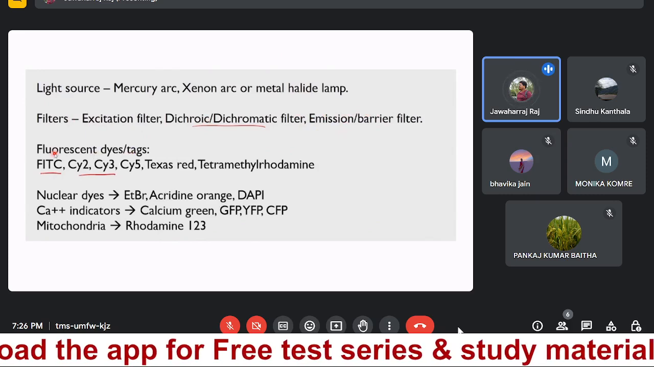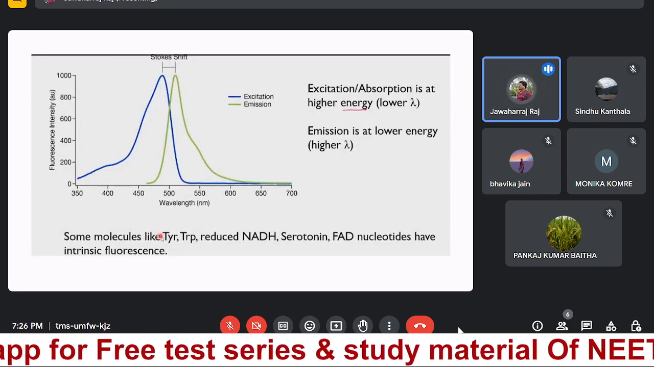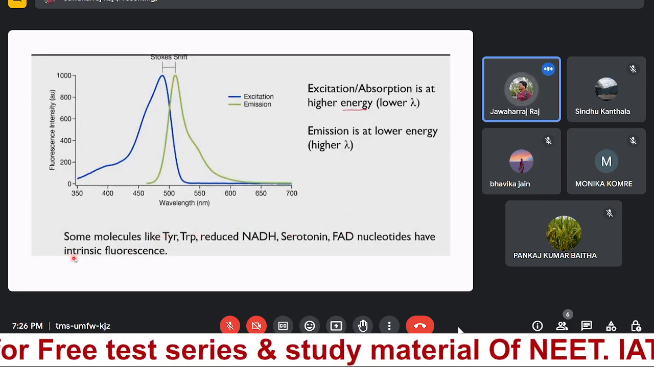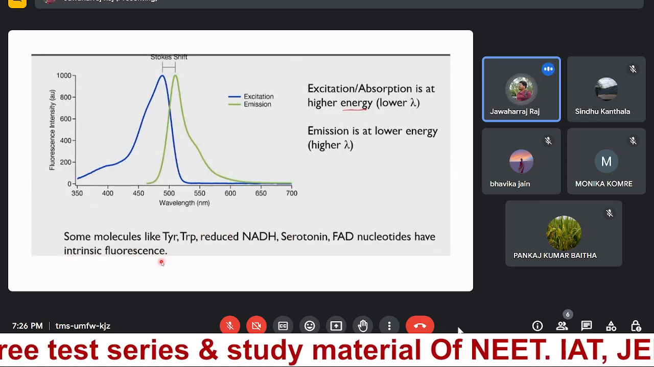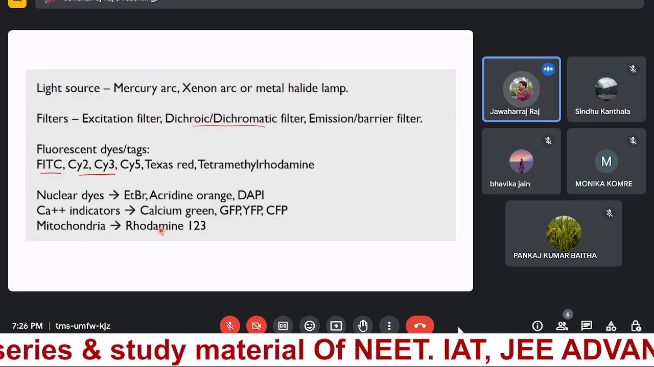And what are the fluorescence dyes and tags? As we have already said, only these types of molecules will have intrinsic fluorescence in them, and there are some molecules or proteins which are not having the intrinsic fluorescence.